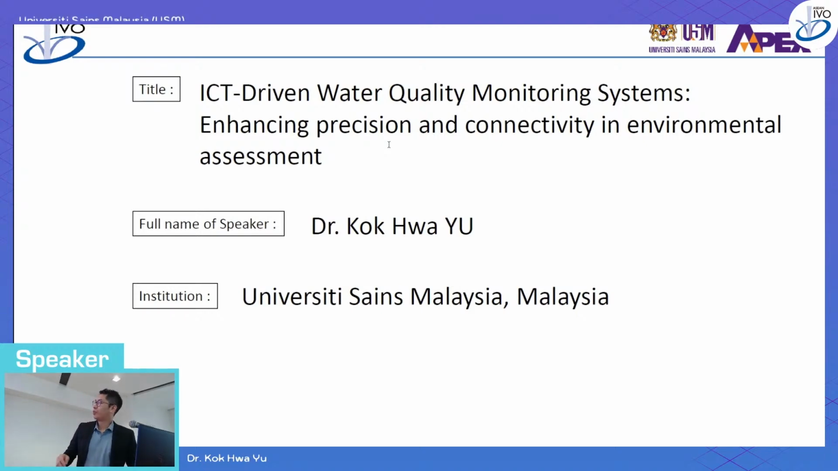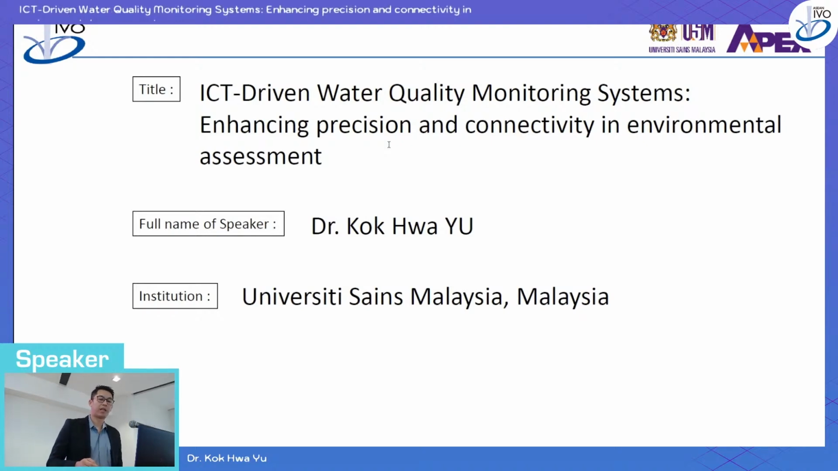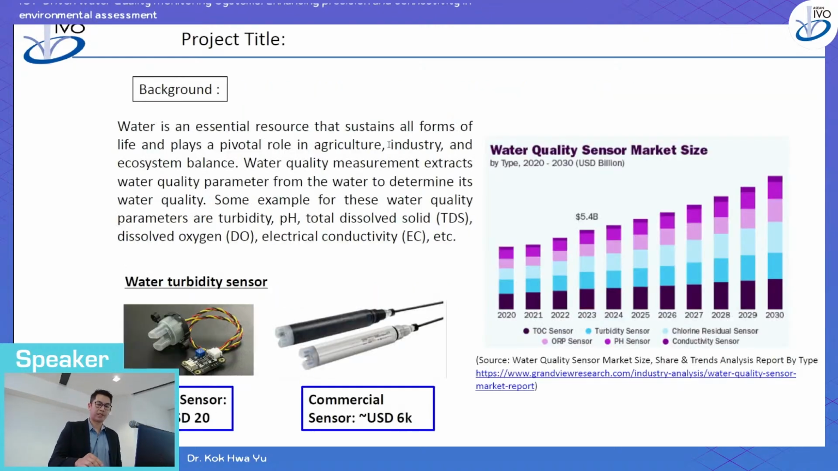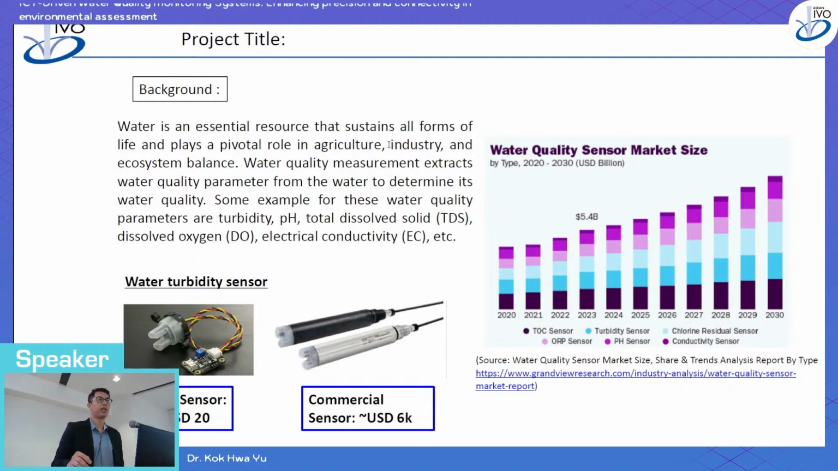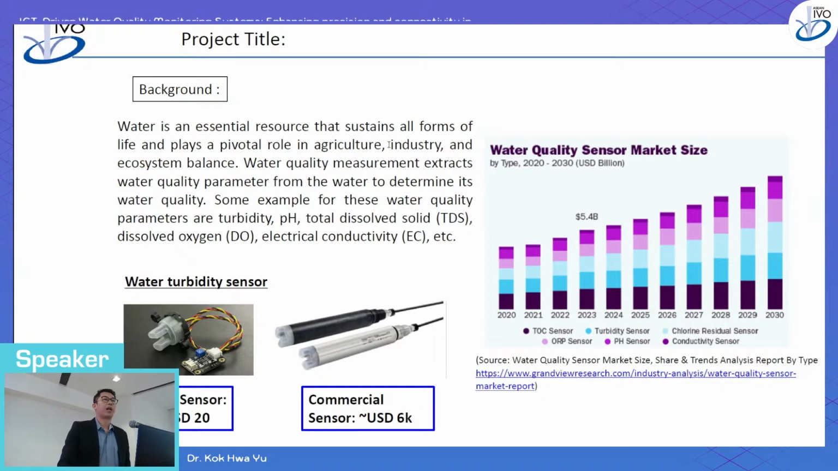So my name is Dr. Yu. I'm from University of Science Malaysia, and the title of the project is the ICT-driven water quality monitoring system, enhancing pollution and connectivity in environmental assessment. So pertaining to this project, we have challenges in trying to measure water quality. Water is quite an important resource, and there's a demand to measure or monitor the water quality.